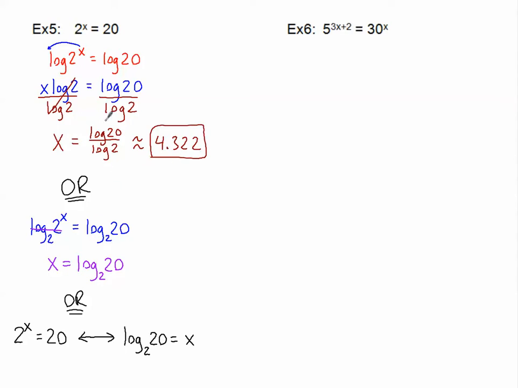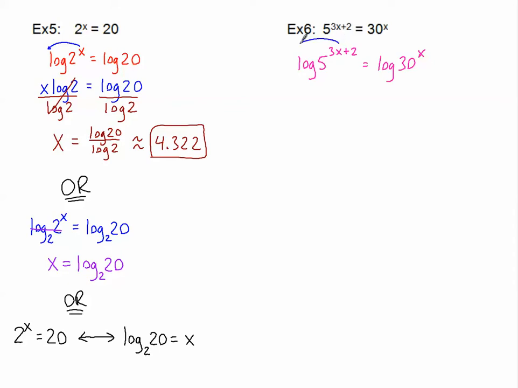So either of the first two are nice options, I think. This third one really only works when there's a variable only on one side of the equation. So that, of course, is not going to work here for example 6. I have a variable on both sides. I can't even do the little trick where I use log base whatever, because I have 2 different bases. So the only way to attack this problem really is to take the common log of both sides. I'm going to take the common log of 5 to the 3x plus 2 and set that equal to the common log of 30 to the x. This is really the only way to go here.